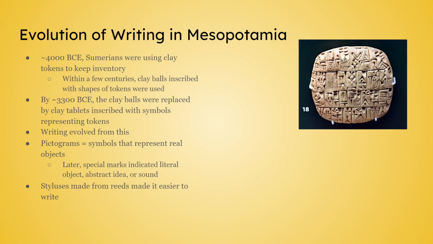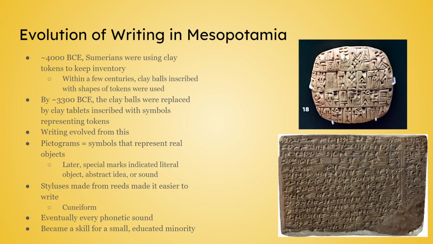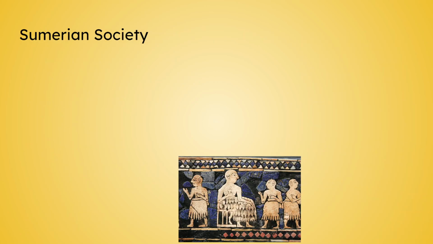And after a while, styluses made from reeds made it easier to imprint symbols, and this was called cuneiform, the script that came from it. And eventually, every phonetic sound in the Mesopotamian language was represented by a symbol. And writing became a skill for a small but educated minority. Yeah, the rich, who could afford to just sit around and read and write.